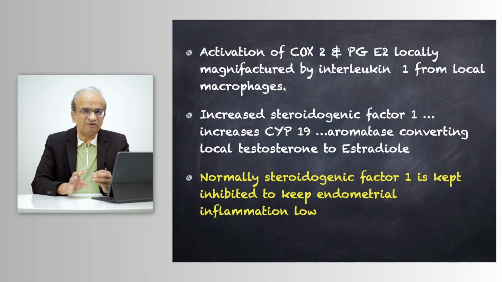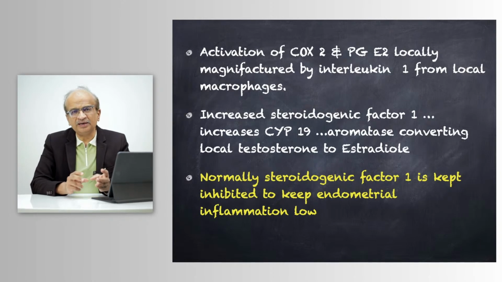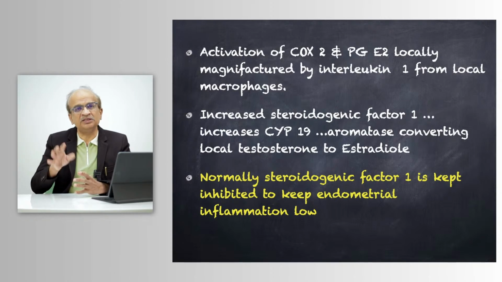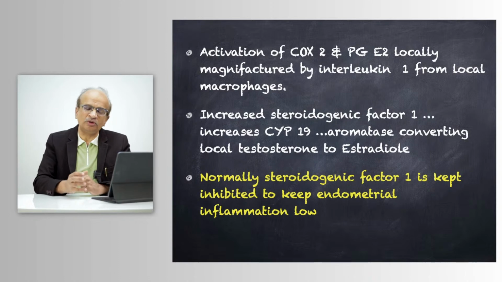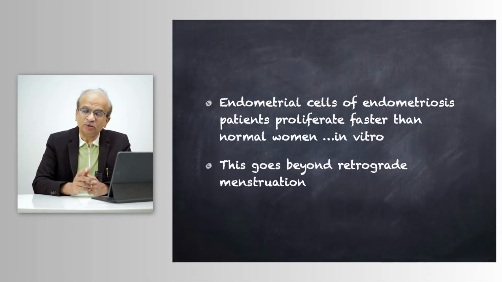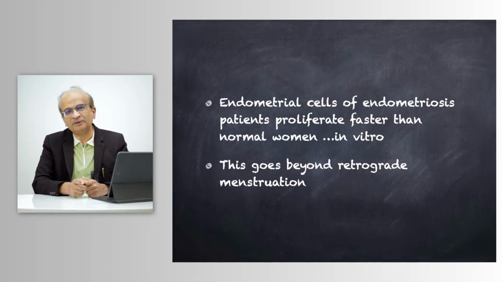Normally, this steroidogenic factor 1 is kept inhibited to keep the endometrial inflammation quite low in a normal lady without endometriosis. Secondly, not only is there an upregulation of aromatase, the inactivation of the estradiol thus produced to estrone, a weaker estrogen, is also less, and hence there is an estradiol preponderance in eutopic endometrium. Moreover, the endometrial cells in endometriosis patients proliferate faster than in normal women.